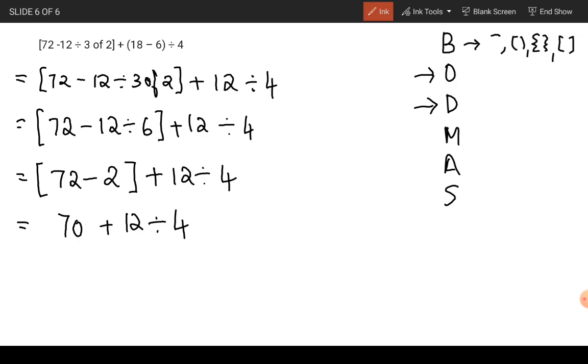Now we have solved all the brackets. What is left is a plus sign and a division sign. Remember that division has to be solved first. So I will first solve 12 divided by 4. So I've got 70 plus 12 divided by 4 is 3. We have only one operation that is left, which is an addition. So I will just do that and I will get 73 as the answer.